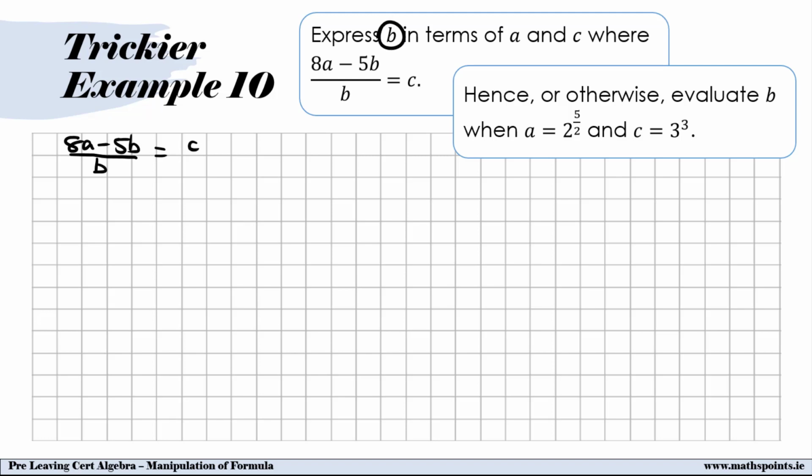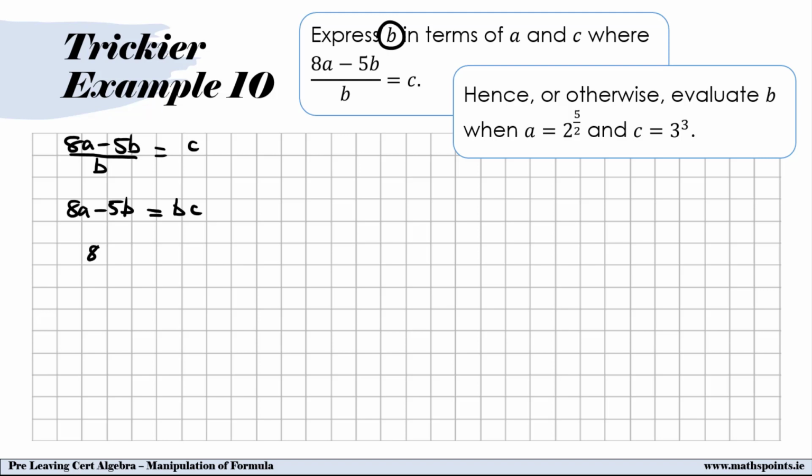Now I can see that there's two b's in this equation, so there's probably going to have to be some factorization later on. But the first thing I want to do is get rid of the fraction, and the way I'm going to get rid of the fraction is to multiply both sides by the denominator of the fraction, which is b. So multiplying the left hand side by b, I get 8a minus 5b, and multiplying the right hand side by b, I get bc.